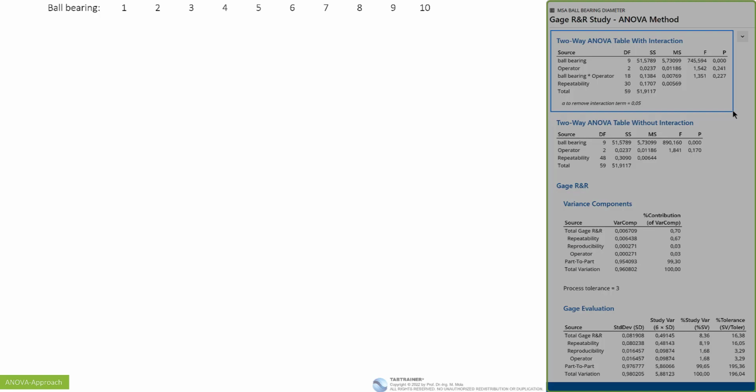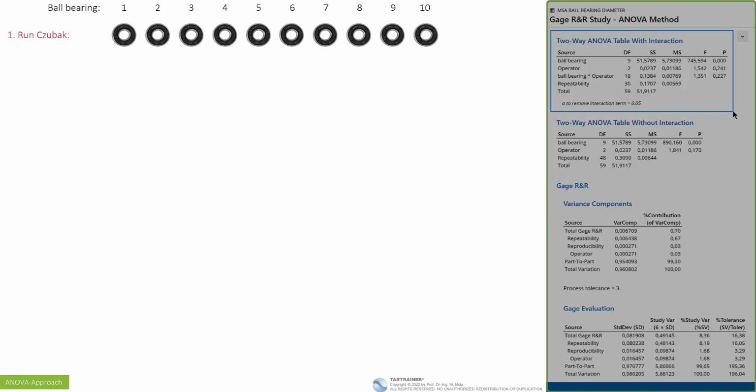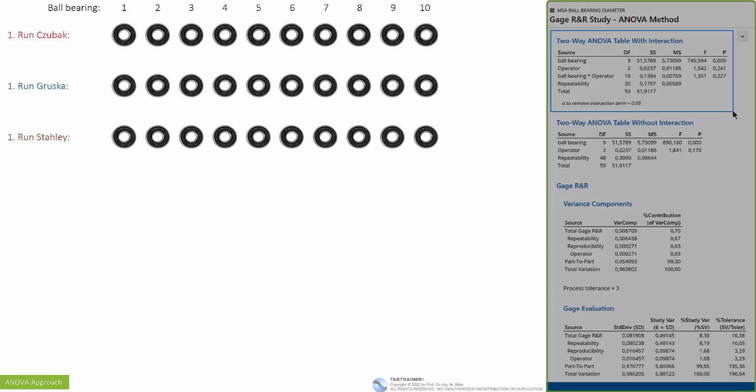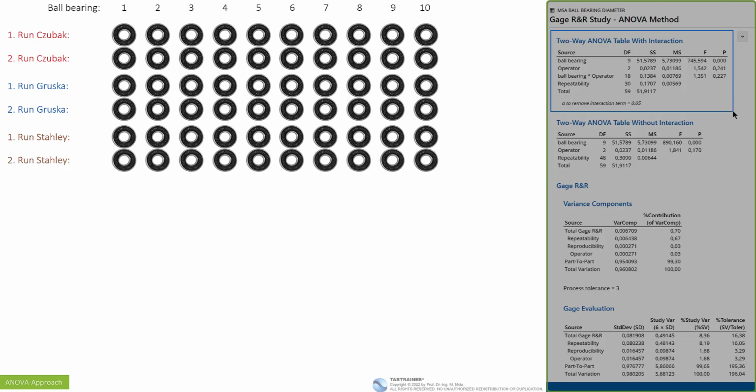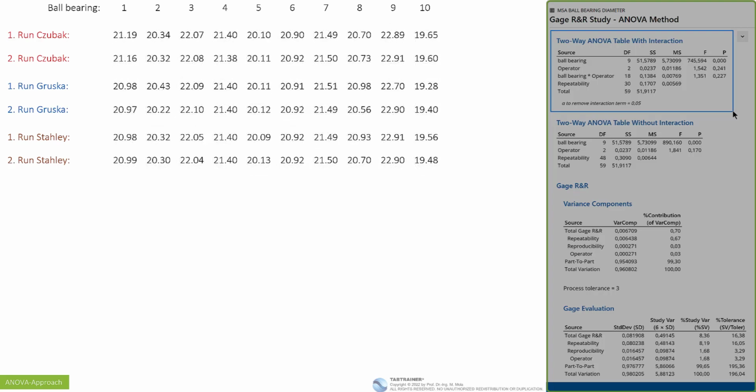2 runs were defined here. In the first run, operator Zubak measured all 10 ball bearings. Then operator Gruska, followed by operator Stally. In the second run, operator Zubak again measured all 10 ball bearings, followed by operator Gruska and operator Stally. So each operator measured each of the 10 parts twice, resulting in our 60 individual values.